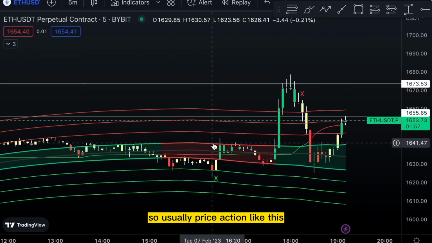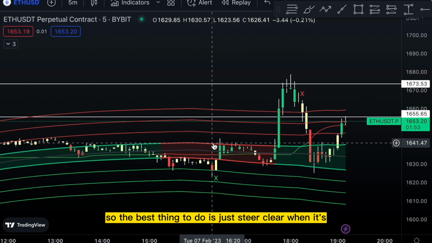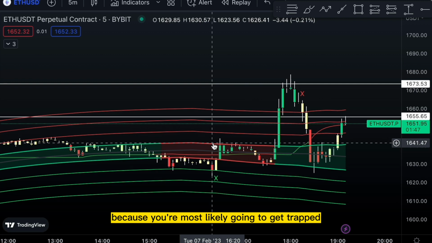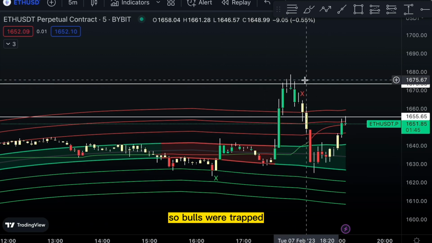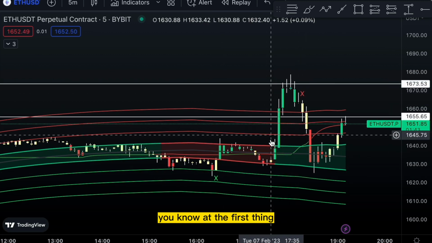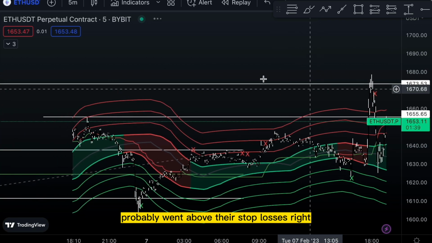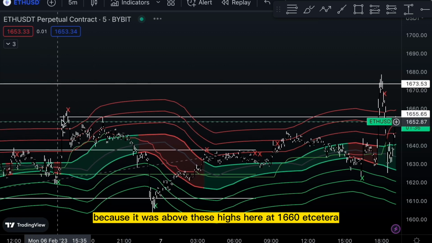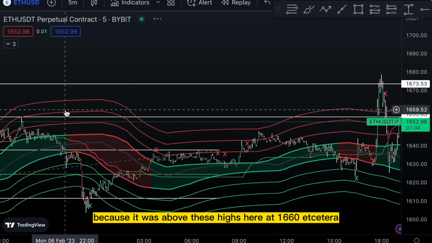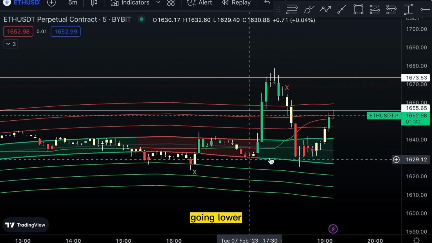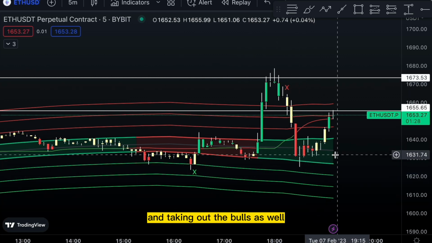So usually with price action like this, it's very hard to win either way. You know what I mean? So the best thing to do is just steer clear when things are very volatile like this, because you're most likely going to get trapped. So bulls were trapped at first, and bears were trapped. They got taken out because price probably went above their stop losses, right? Because it was above these highs here at 1660, etc. And then it just sells all the way off, going lower and taking out the bulls as well.